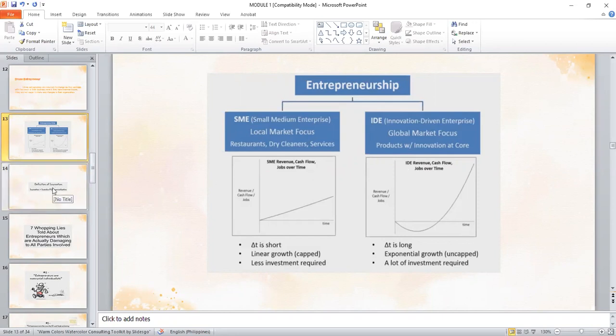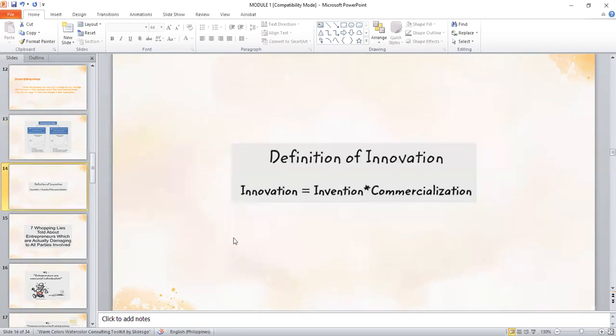Now, speaking of innovation, in the innovation-driven enterprise, innovation means you need to invent so that you can commercialize. So innovation is invention together with commercialization. When you speak of invention, it doesn't have to be a cell phone or something to do with gadgets. No, an idea can be an invention. It need not be something that is directly related to technology. So invention for the sake of commercialization is actually innovation.